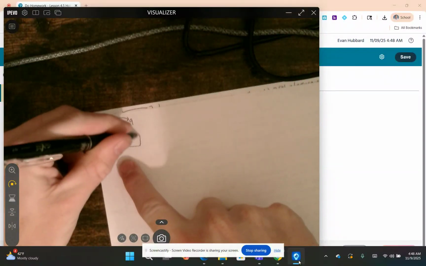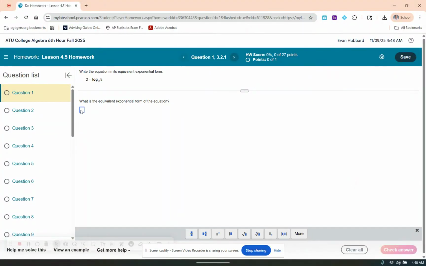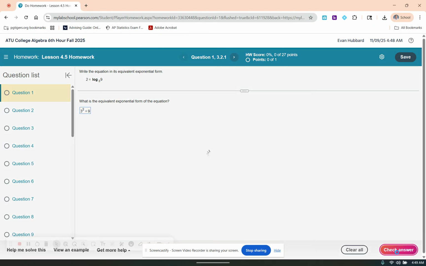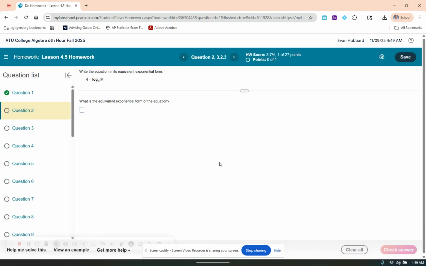Okay, so there's 1. So a little backwards there because it's written after the equal sign. It's flipped from what we normally see in the notes.